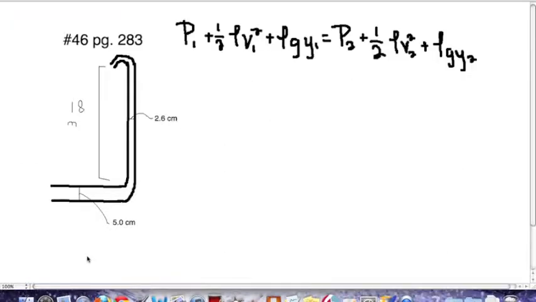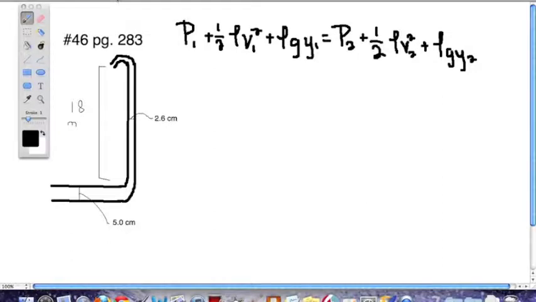The second part of the problem asks for what the gauge pressure is in a pipe 2.6 centimeters at the top floor, which we know is 18 meters above ground level. In this problem, because we're dealing with kinetic energy and gravitational potential energy, we use Bernoulli's equation, which is P plus 1/2 rho v squared plus rho g y is equal to a constant.